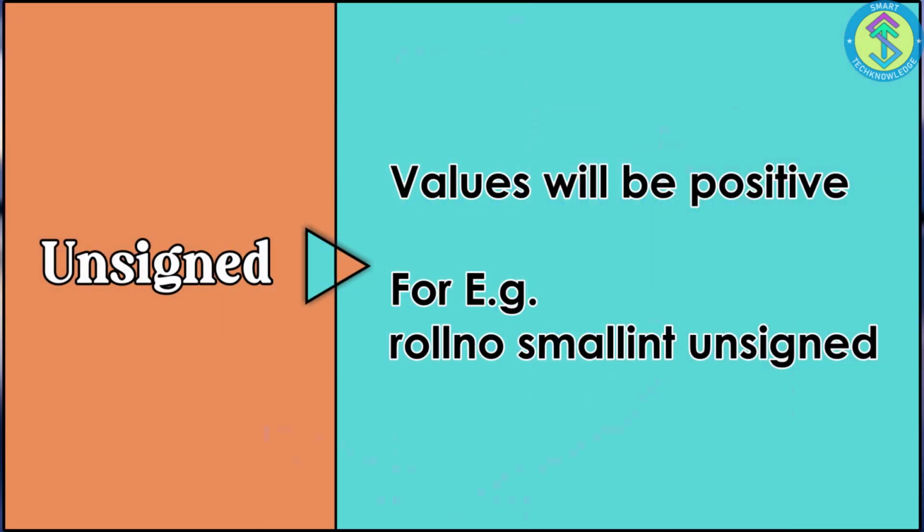The first column attribute is unsigned. Unsigned means positive values. The data entered in a column must be positive. If I want to enter roll number in a column, while creating a table, I'll mention roll number smallint unsigned. That means while entering data in a table, MySQL will allow only numbers which are positive. It will allow only positive numbers.